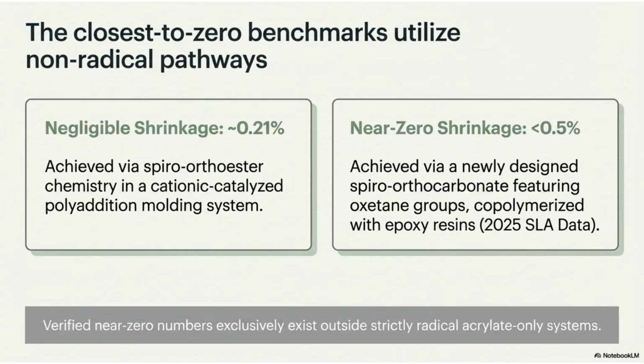Negligible shrinkage, around 0.21%, is achieved via spiro-orthoester chemistry in a cationic catalyzed polyaddition molding system. Near zero shrinkage, below 0.5%, is achieved through newly designed spiro-orthocarbonate featuring oxetane groups, co-polymerized with epoxy resins. Verified near-zero numbers exclusively exist outside strictly radical acrylate-only systems.